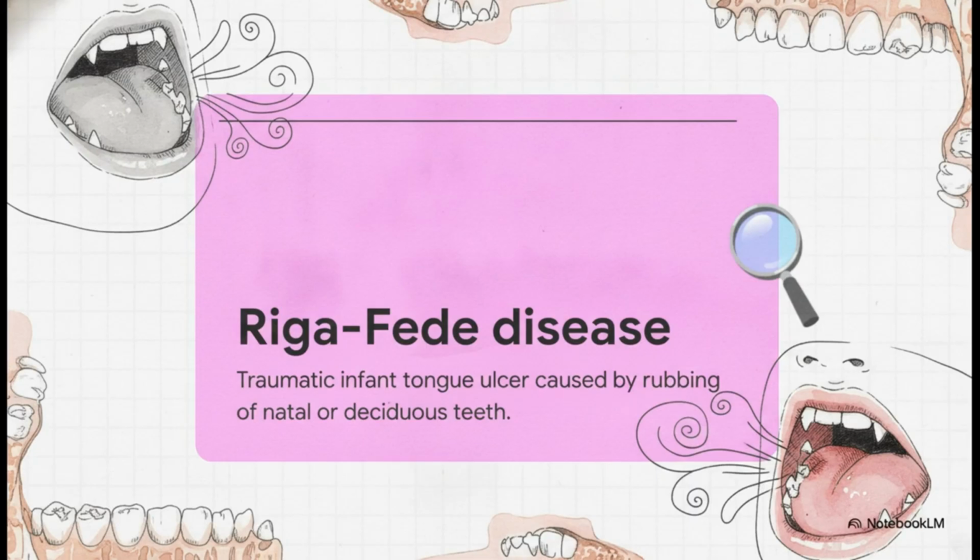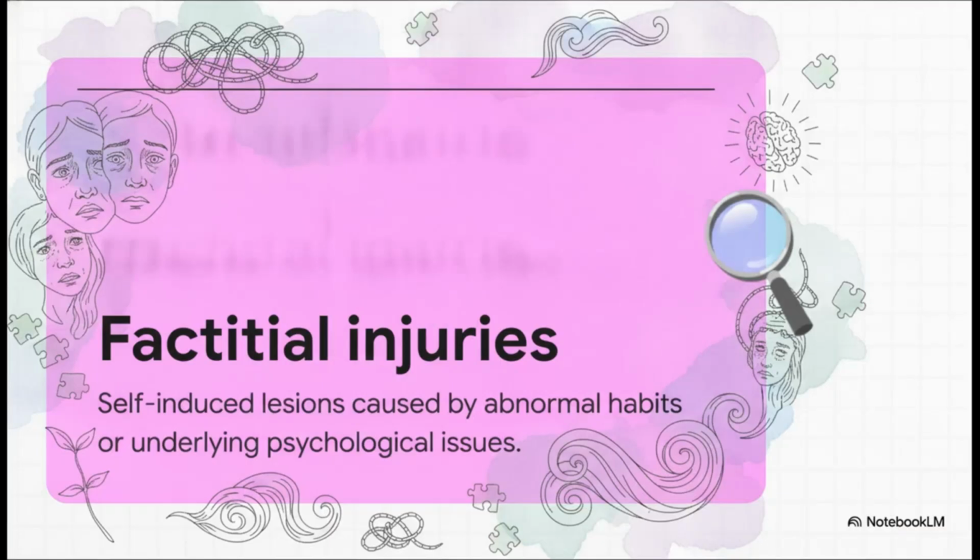Now, what's really interesting is this very specific presentation you just have to know. Definitely highlight Riga-Fede disease in your notes. This is a traumatic ulcer located right on the inferior portion of the tongue in infants. It's caused by the constant rubbing of natal or deciduous teeth against that delicate little tongue tissue. It is super highly testable, an absolute classic board exam buzzword, and just a perfect example of a highly specific mechanical etiology.